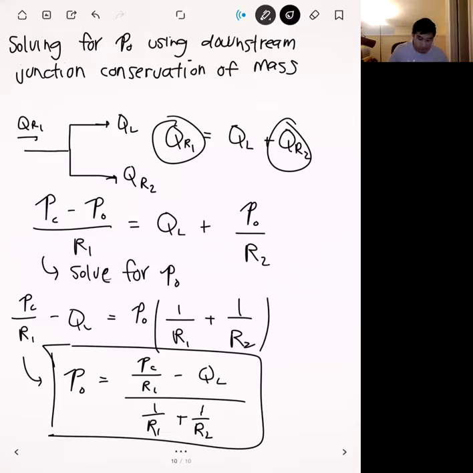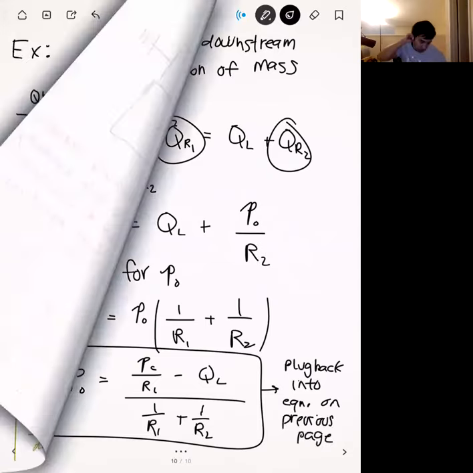All right. And so what you can do now is that now you have this expression for PO, we can go ahead and plug this back in to the equation that we had on the previous page. Okay. And so basically we're going to plug PO in for this guy right here. And so, obviously it's going to be a little bit of a mess. And so it's going to be a lot to plug in. But you can do it.